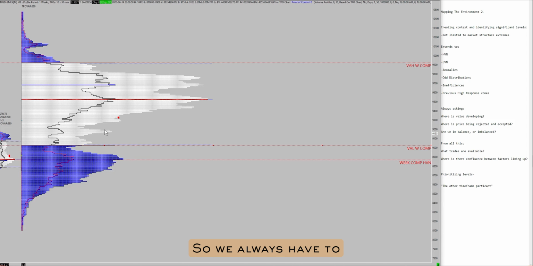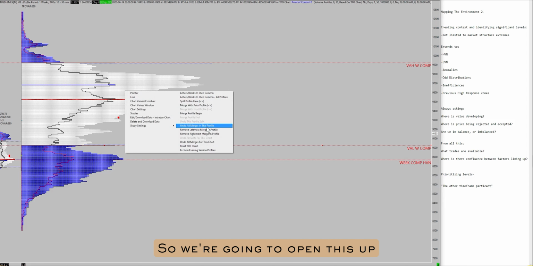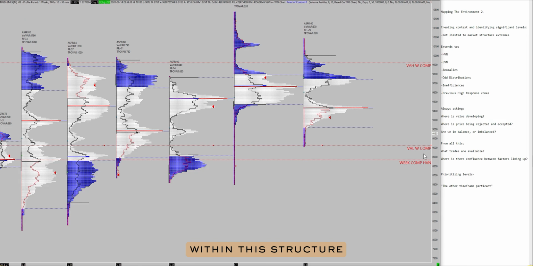Okay, so we always have to have an understanding of where we came from, where our important levels are within market structure, so we know that this is the most important level. So we're going to open this up. You could just see how we moved within the structure. You know that the market was rejected at the high. Okay, the market was rejected slightly higher over time. So this is a consolidation that has been rising.